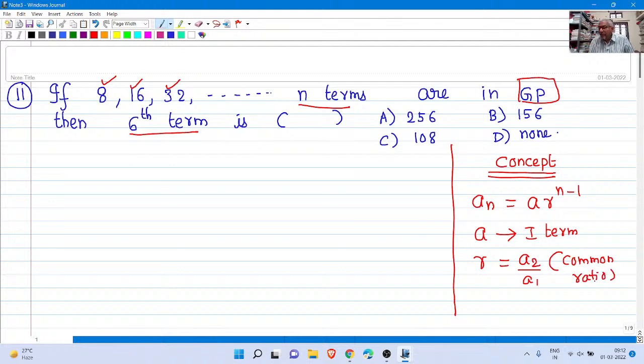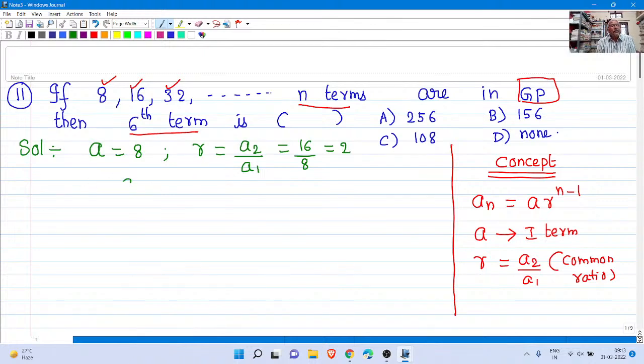So according to this, we need to find out the common ratio. First of all, the first term a is equal to 8. Common ratio is equal to a2 upon a1. So 16 upon 8. 8 ones are 8, 8 twos are 16. It will be 2, r is equal to 2. We need sixth term. That means a6 equals a into r to the power of 6 minus 1. That is a into r to the power of 5. So now a is 8 multiplied with 2 power of 5.